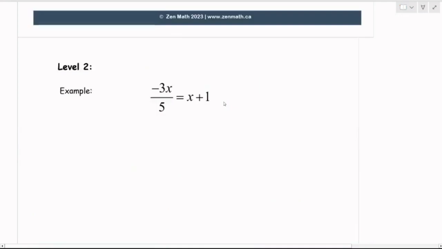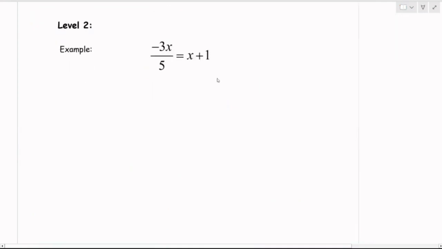Okay, next level, level 2. Let's bust away. So right now the denominator is 5. That means technically these denominators are 1, just to be super transparent and clear. So we want to multiply everything by 5. So I'm going to try and make this pretty, but I'm going to put a 5 here, a 5 here, and a 5 here.